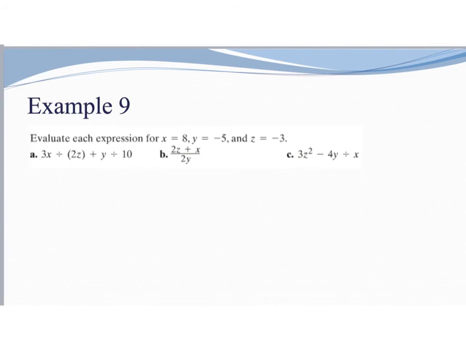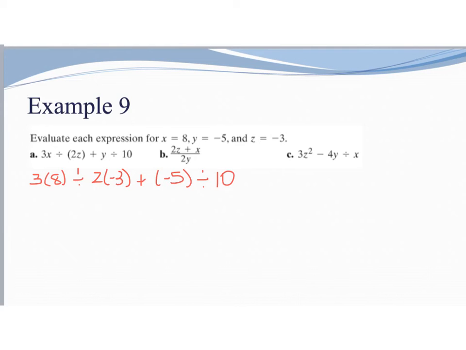And for our last example, we are going to evaluate again, and we're going to start out by plugging in our numbers. So for part A, I have 3 times x, which is 8, divided by 2 times z, which is a negative 3. Then we're going to go plus y, which is a negative 5, and we're going to divide that by 10.